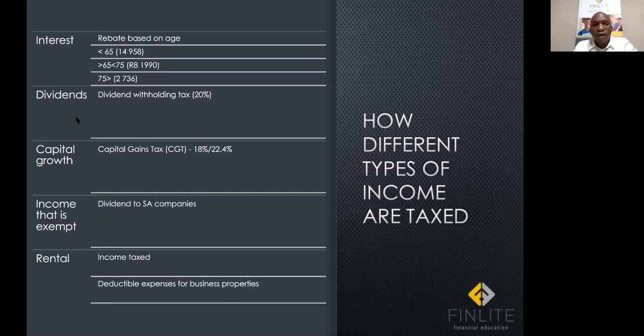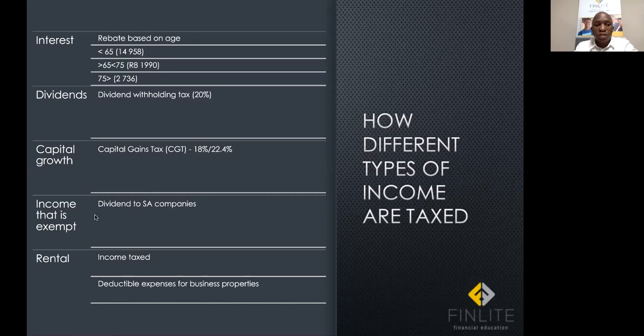It goes with the years as well. In terms of dividends, the withholding tax is 20%, and capital gains tax is 18% for individuals and 22.4% for companies. Remember, I said you are taxed only on the portion of the gain and not the whole asset. So let's take an example: you bought an asset for 500,000 and it grew to 550,000. Only the 50,000 capital gain gets taxed, as an individual at 18%, and as a company at 22.4%. Individuals, including trusts, are taxed at 18%.